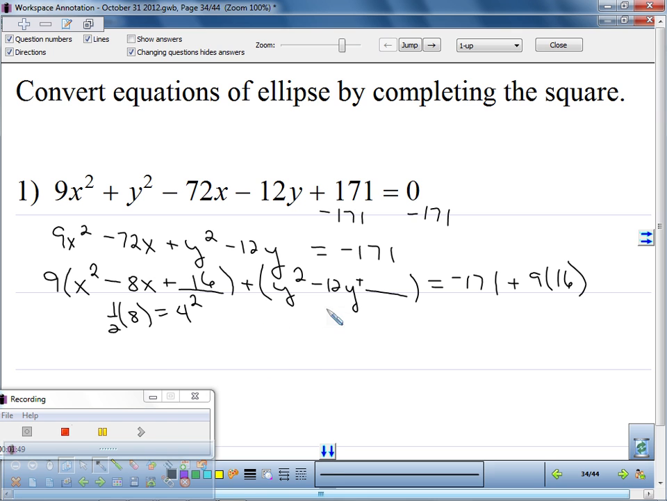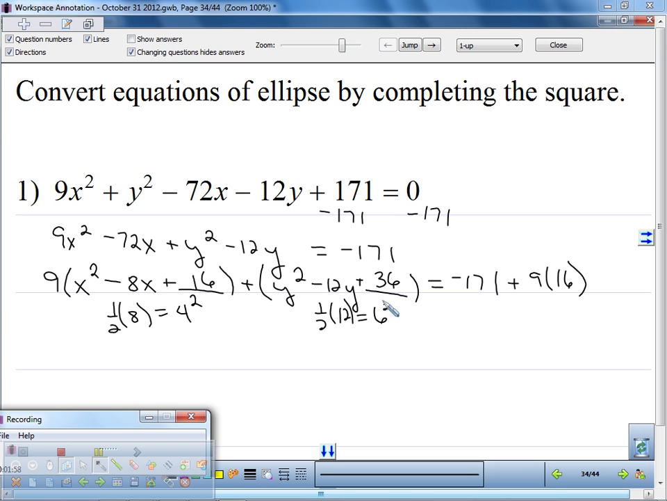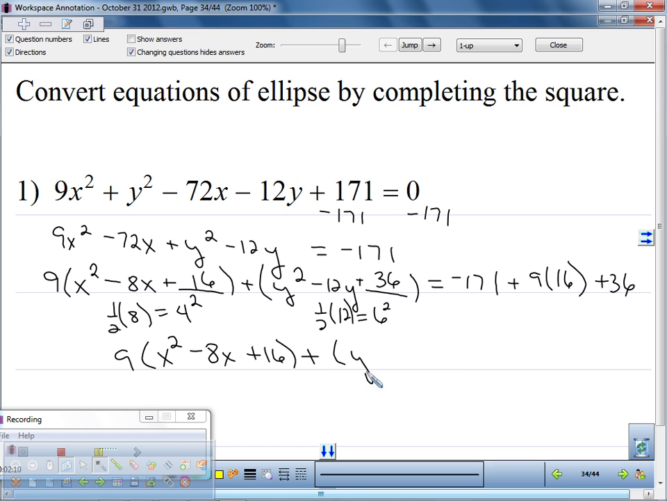Now in this case, all we have to do is half the 12, and then square it. So we get 6, and then we square it and get 36. Now I'm going to clean this up, and add the 36 over here. So I get 9, and then x squared minus 8x plus 16 plus y squared minus 12y plus 36. And that's all equal to negative 171 plus 9 times 16 plus 36. And we end up with 9.